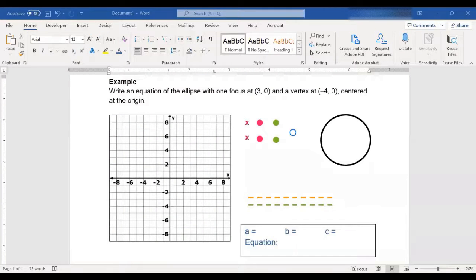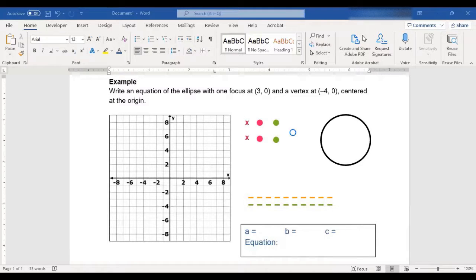Hello, my name is Professor Rad, and in this video, we will walk through writing an equation for an ellipse. So right now I'm working in Microsoft Word, so I've just got some pieces here to help me out with this process. For writing an equation of an ellipse, it's not always necessary to graph it, but I will just so we get in that extra practice.